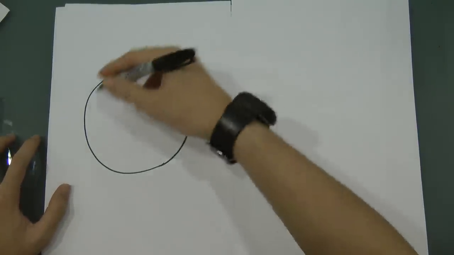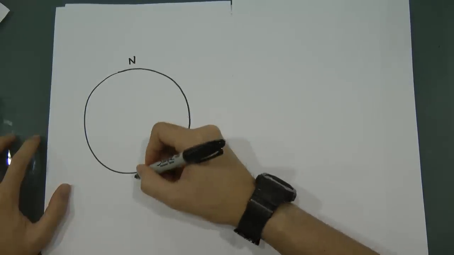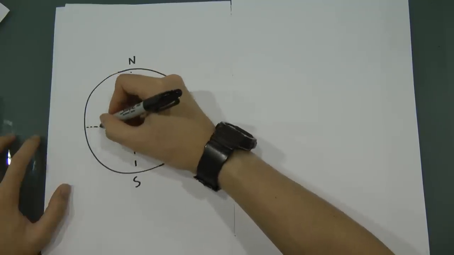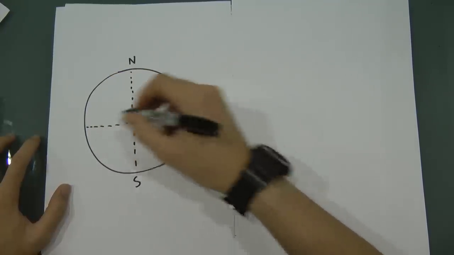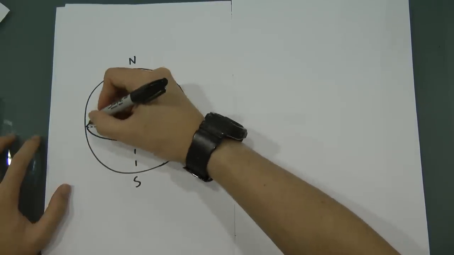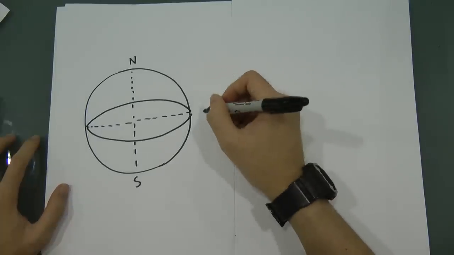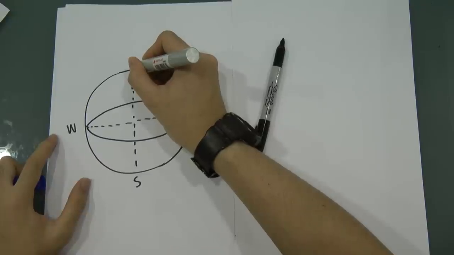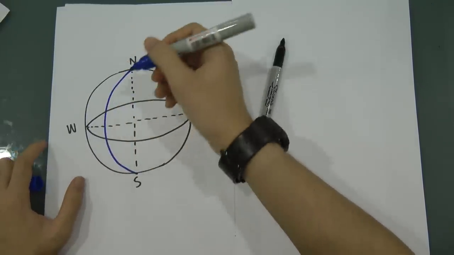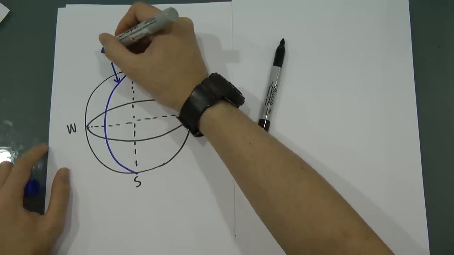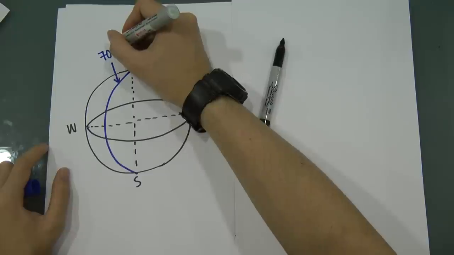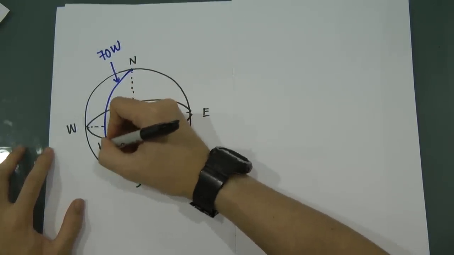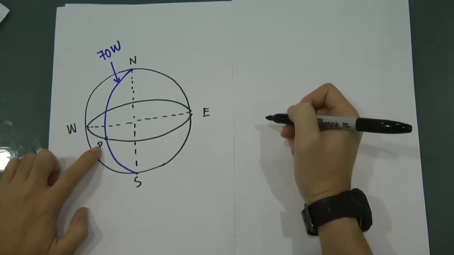For example, I roughly draw a circle here, so I'm going to draw an Earth. Here will be north, here will be south. I draw a line here. Let's say this is east and this is west. This is just an example. And let's say I have the meridian. Let's say I call this meridian 70 east. If I call this line 70 east, and I have a point here, I call it point P. So point P is located at 70 east.